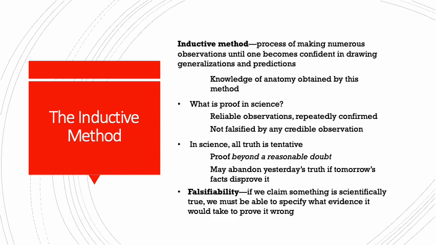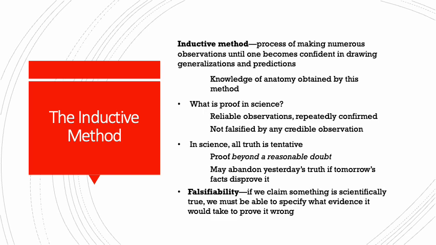So in science, we need proof. Like I said before, science is seeking the absolute truth. So if we want the absolute truth, we need proof of it. So proof in science are reliable observations that can be repeatedly confirmed. Okay, and they can also not be falsified. So let's talk about something that we know 100%, gravity. We know gravity exists. We know how it works. What goes up must come down, right?